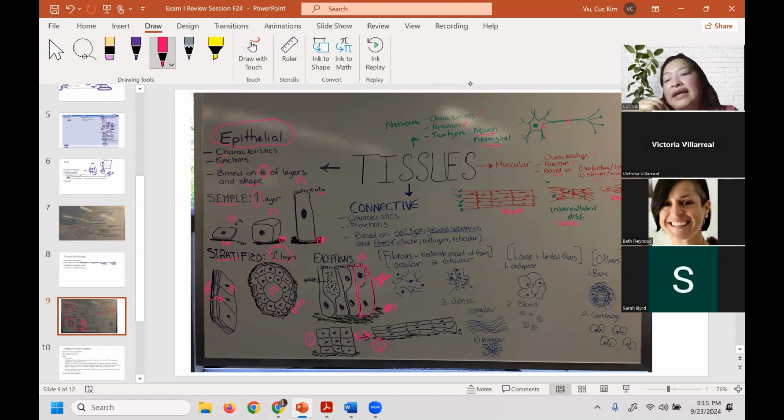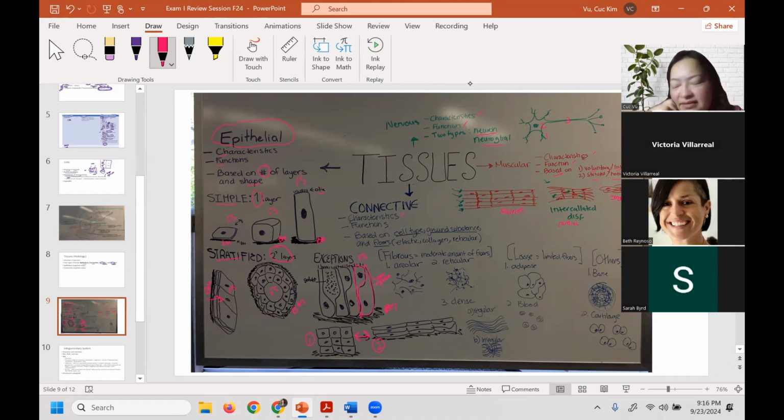Okay. Connective. Everybody hates connective, and rightly so, because anything that didn't fit into the other three got thrown into connective. And that's why it has so many functions. It does everything from bottom to top because everything else got thrown into connective.